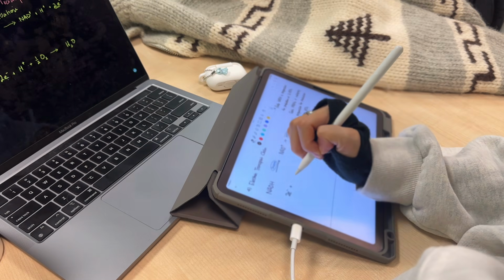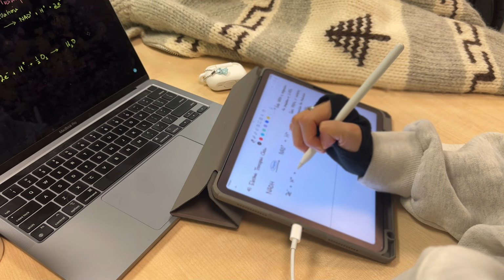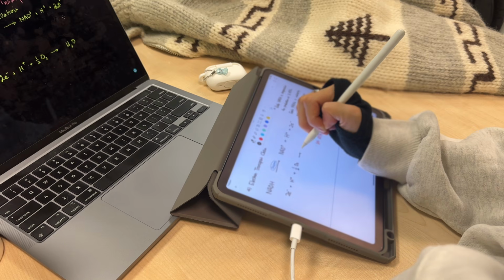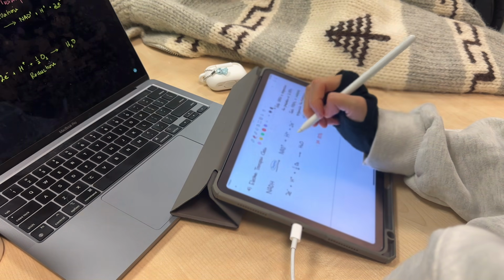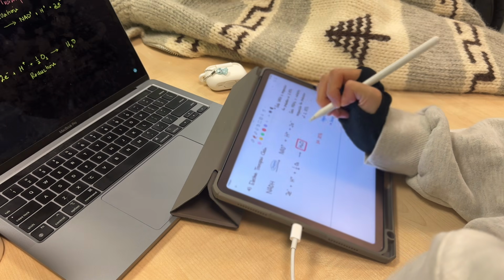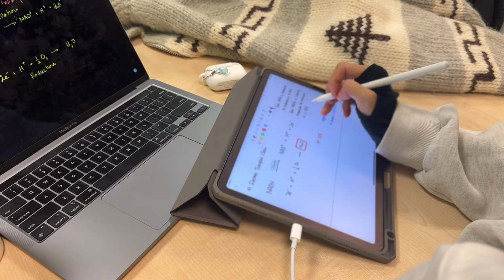I'm left with water. And you can do this. We're adding electrons, or we're gaining electrons to oxygen. OIL RIG. Reduction is gaining electrons. So this is the reduction of oxygen to water. This is the oxidation of NADH to NAD+.